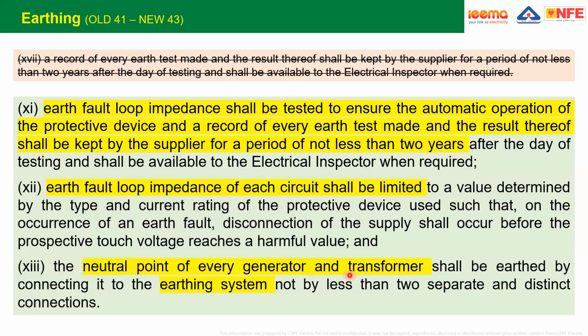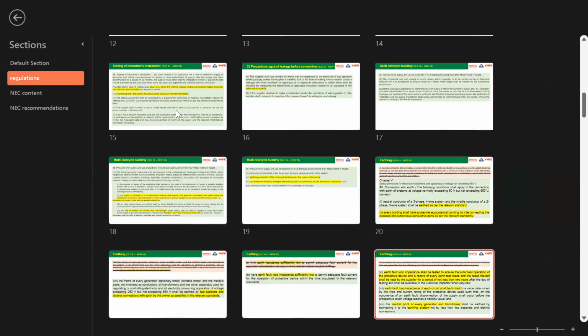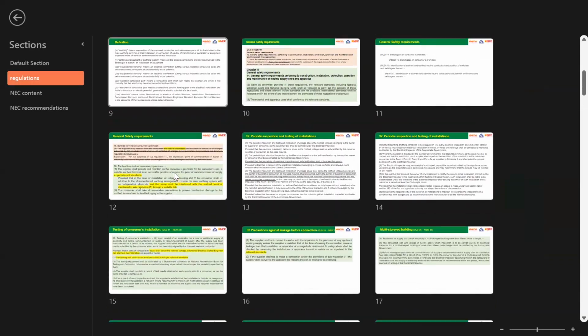Similarly, the neutral point of every generator and transformer shall be earthed by connecting it to the earthing system by not less than two separate and distinct connections. Please note the definition of earthing system. I show you the definition once again in order to clarify it better.